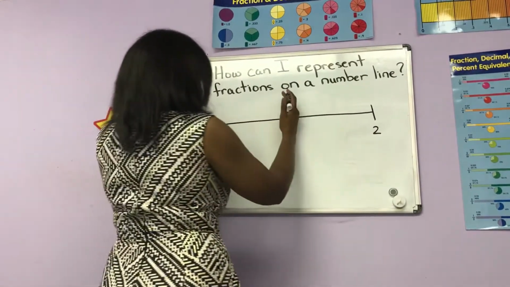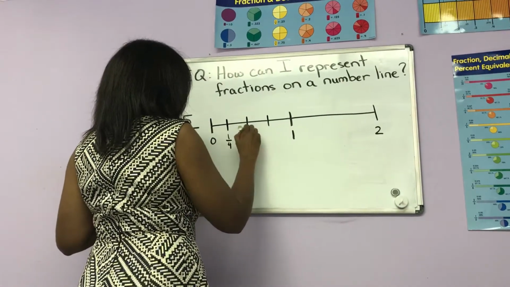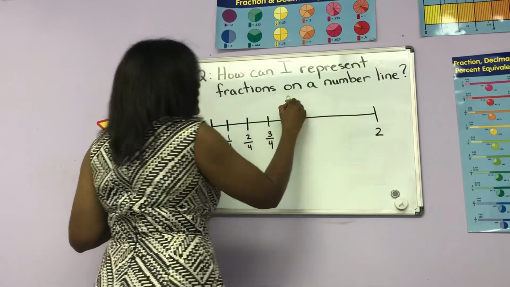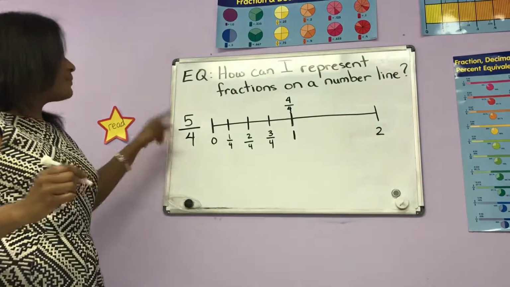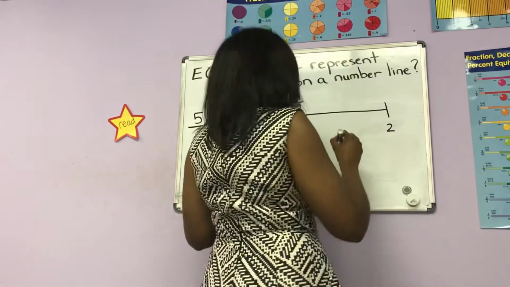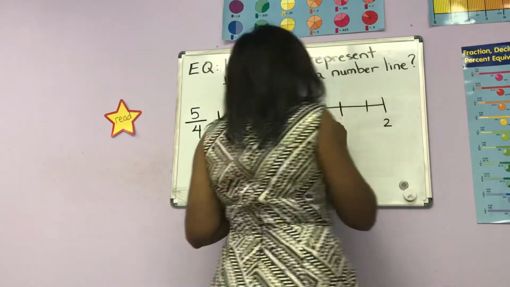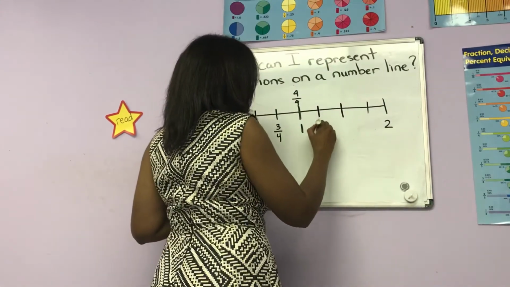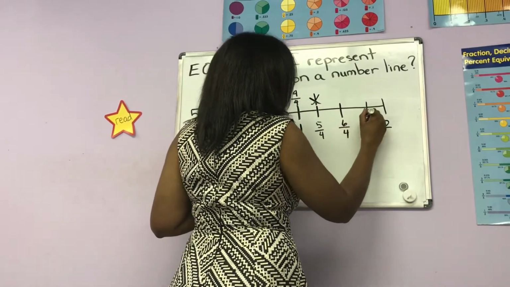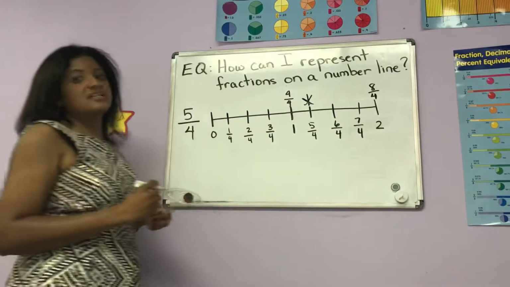So I'm going to break between 0 and 1. I'm going to break this into 4 parts. So I have 1/4, 2/4, 3/4. My 1 whole is 4/4, but I'm looking for 5/4. So I need to go past this 1 whole, and I'm going to break up the section between 1 and 2 into 4 parts. And now I have 5/4 right here. So this is what I'm looking for. But we can continue 6/4, 7/4, and this would even be 8/4, and it continues like this.